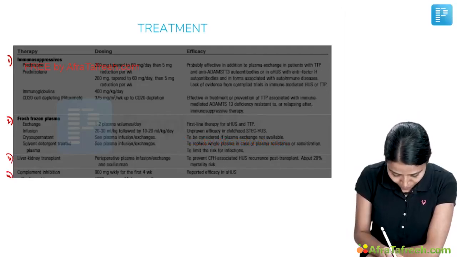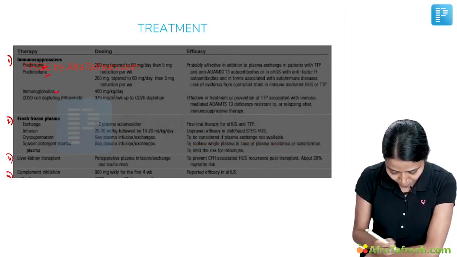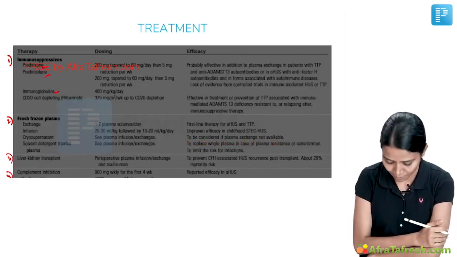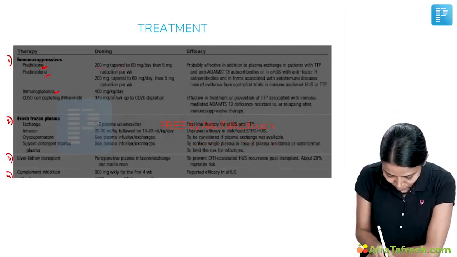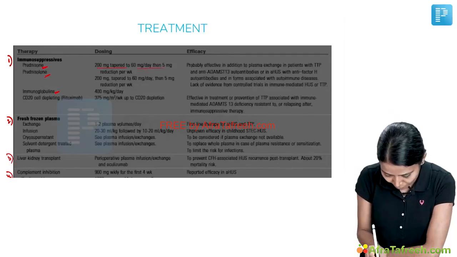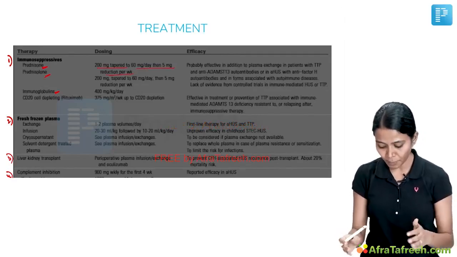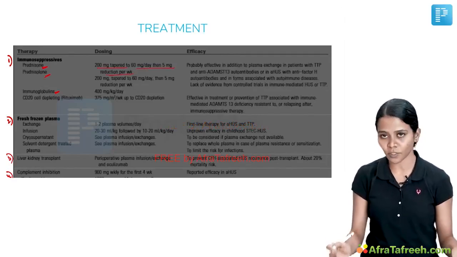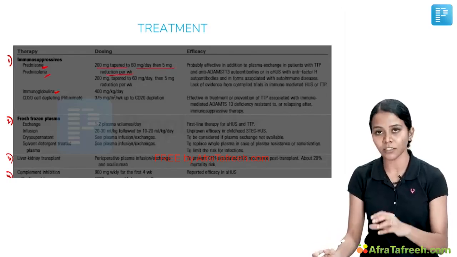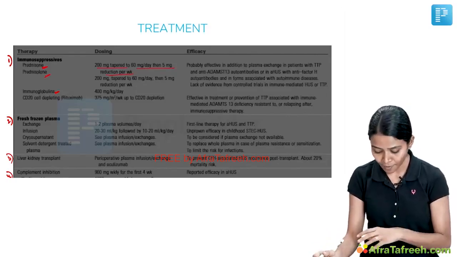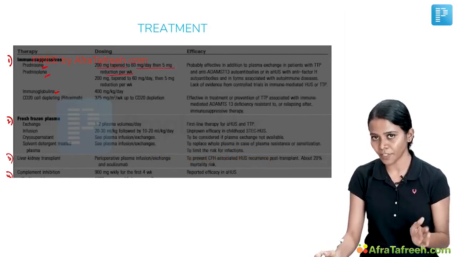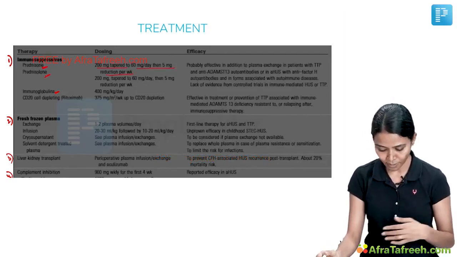So, immunosuppressives can be prednisone, prednisolone, immunoglobulins, and CD20 depleting agents like rituximab. Prednisone is 200 mg tapered to 60 mg per day, then a 5 mg reduction per week. Okay. See, this table is common to both treatment of HUS and TTP, so you will see mention of TTP. This table is taken from Feehally 6th edition, so you can refer to that.